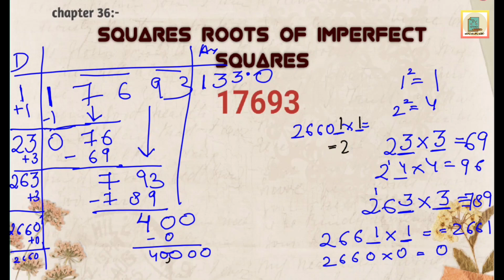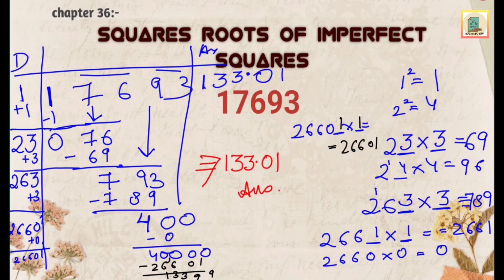So let's try by 1. We get 26601. So now when we minus 26601, we get 13399 as the remainder, and here we get 1 over here and 1 over here. So the final answer we get is 133.01 as the square root of 17693.